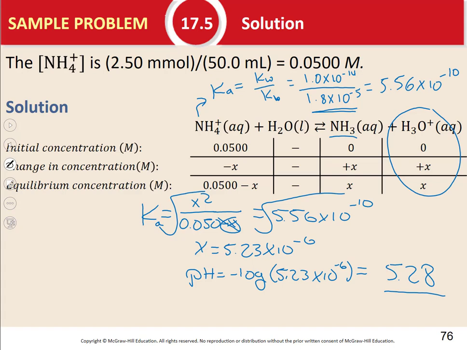As always, take a step back, look at the big picture. We titrated a weak base with a strong acid, so we expect the pH at the equivalence point to be acidic, basic, or neutral. Acidic. Did we get an acidic pH? Yes, that is slightly acidic. Not too acidic, just slightly acidic, so it makes sense.